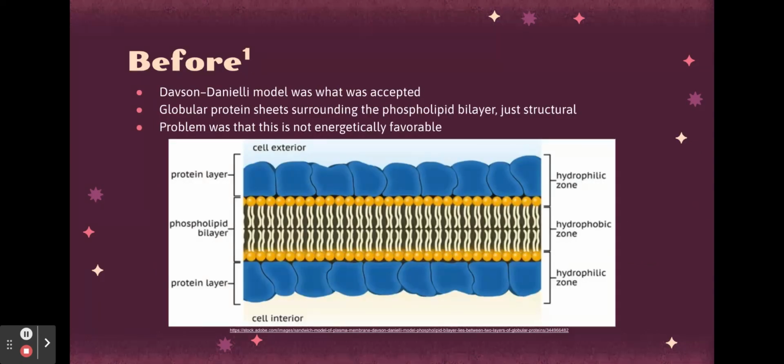So before the fluid mosaic model, the model that was widely accepted was called the Davson-Danielli model. And this was a model that was also known as a sandwich model because it showed the protein sheet surrounding the phospholipid bilayer kind of like a sandwich. And the proteins were just there for structural reasons, not for any other purpose. And the problem with that was that this was not energetically favorable because it didn't maximize the hydrophobic interactions with the phospholipids and the proteins.